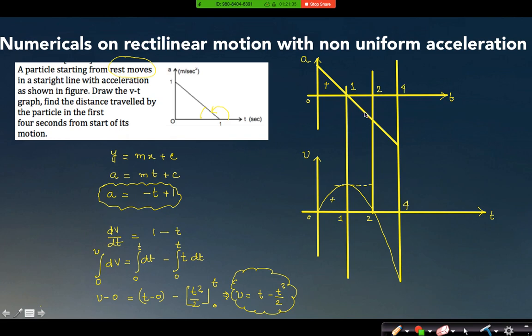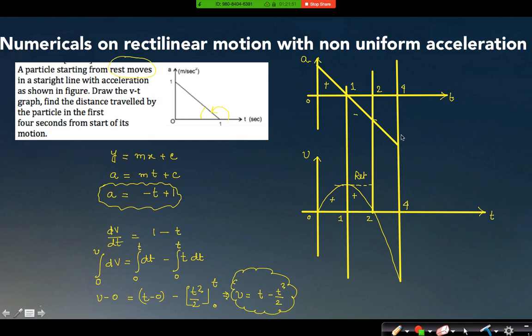For 1 to 2 seconds, is acceleration positive or negative? Negative. And what is velocity, positive or negative? Positive. So here comes the retardation. Right? Here is the retardation.